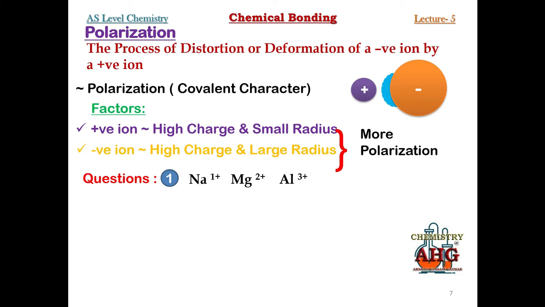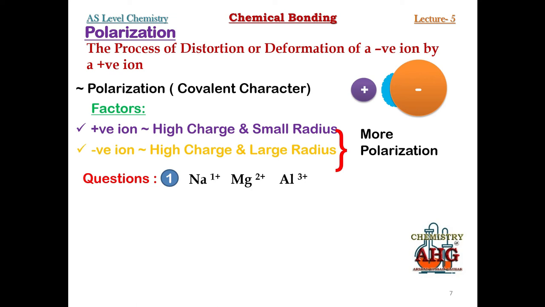So simply you will have to remember the factors. Which one of these three ions is having high charge and small radius? It is aluminum. Aluminum is having high charge and it is having small radius. Why is it having small radius? Because the number of protons in aluminum is maximum. So there is strongest nuclear pull. So aluminum is having high charge and small radius. So it would have maximum polarizing power.